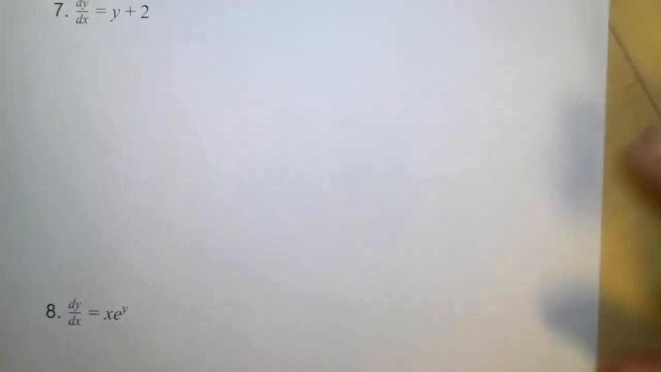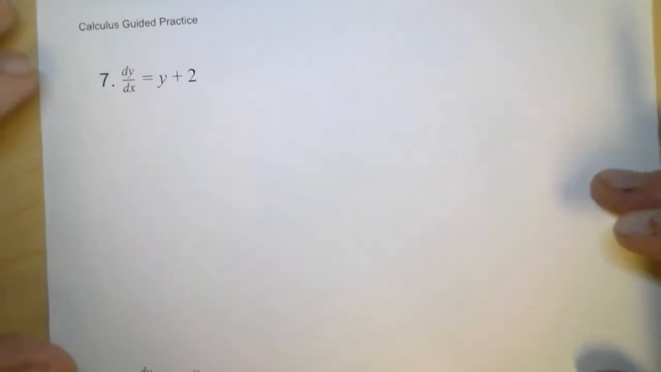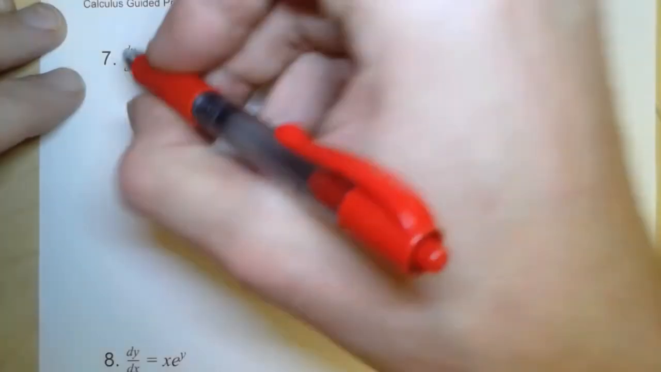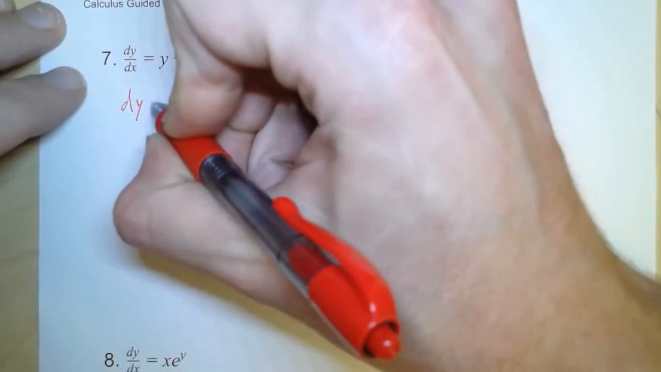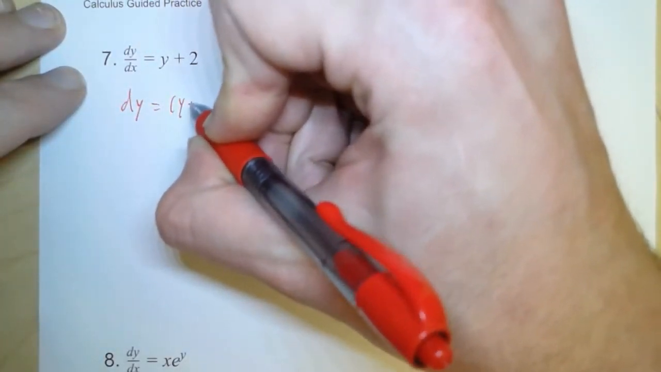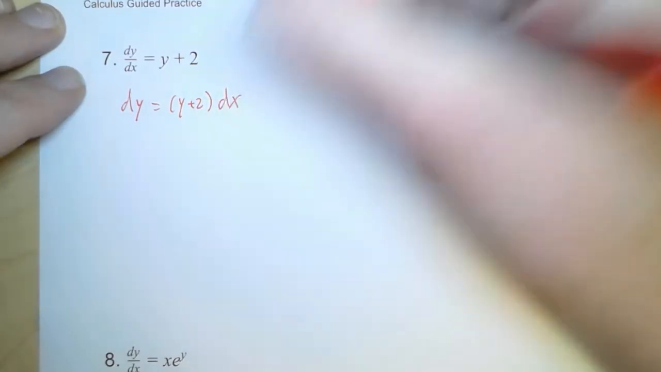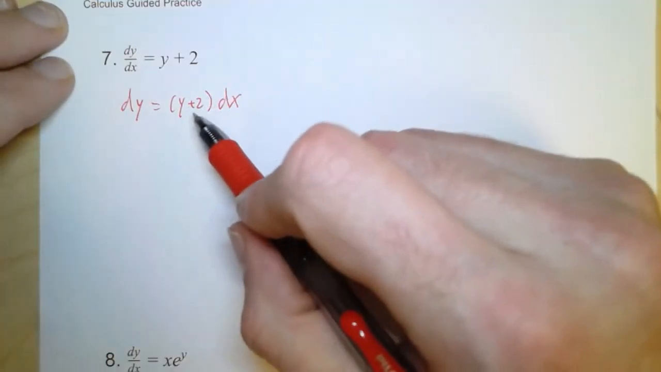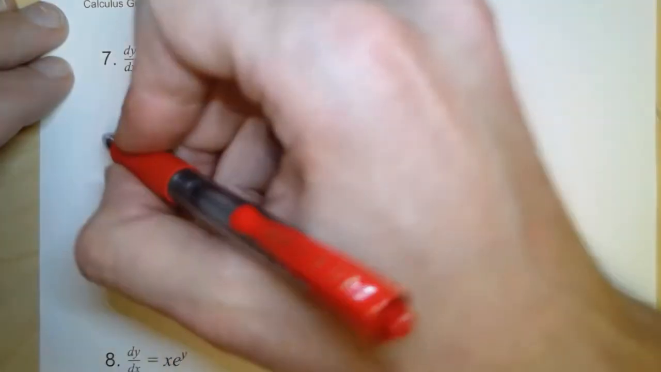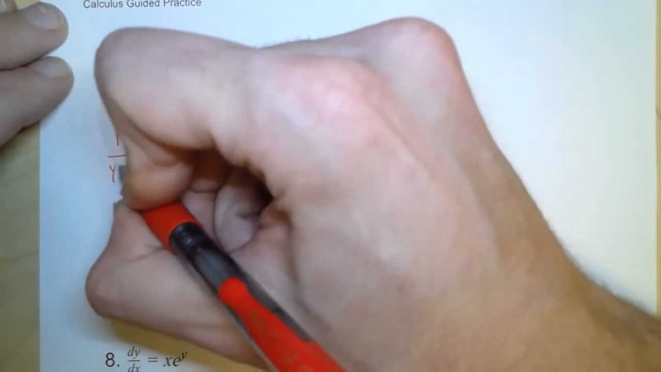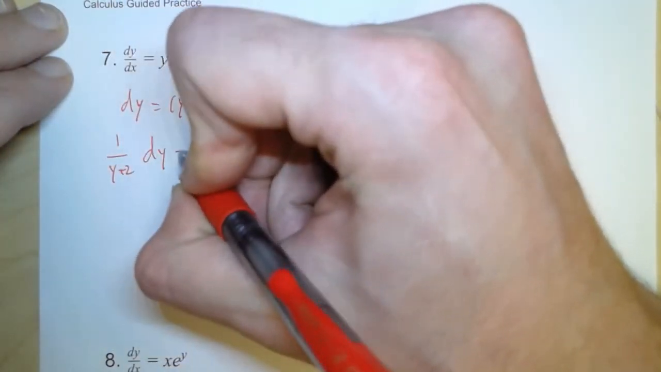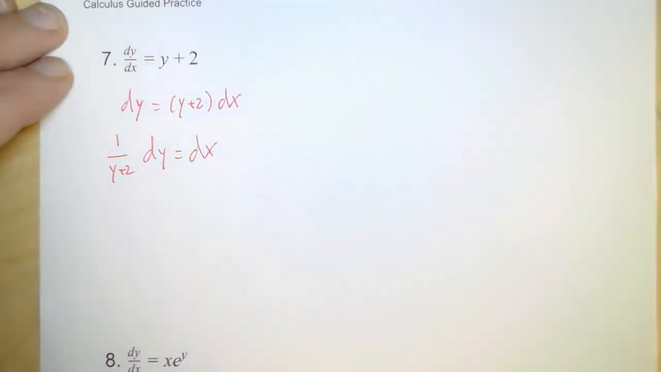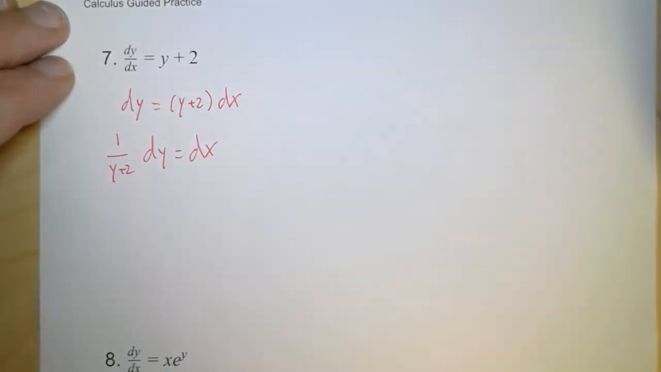So now, with number 7, a lot of people get confused about this one because here, when I multiply dx over, I got y plus 2 times dx. The y and the 2 are inseparable. They both have to go over together. So it's 1 over y plus 2 dy equals dx. And so this is how we separate it.